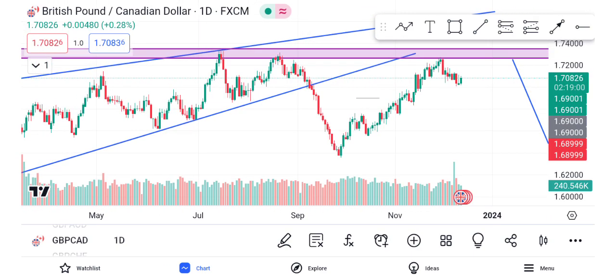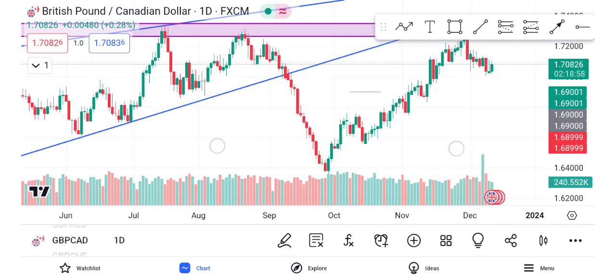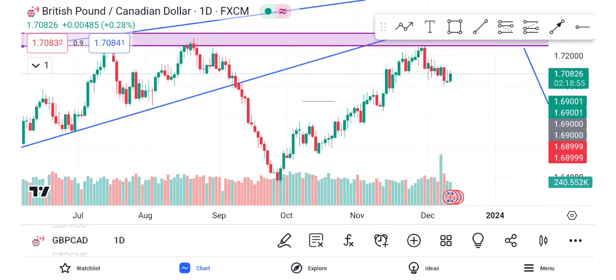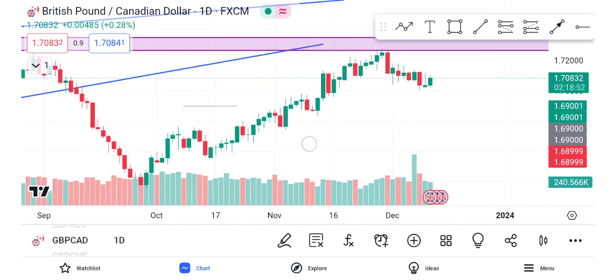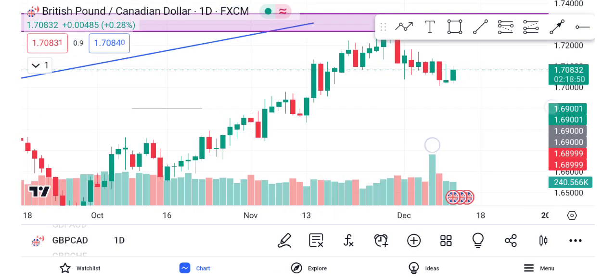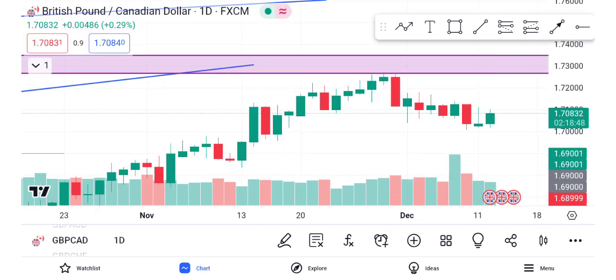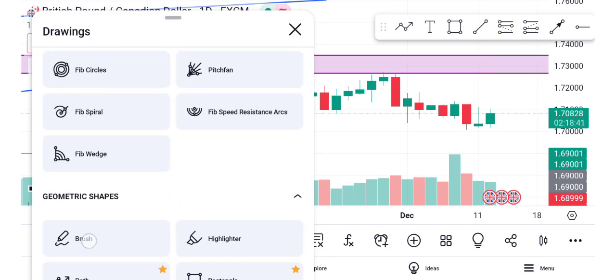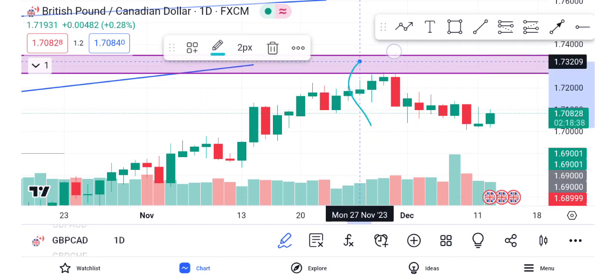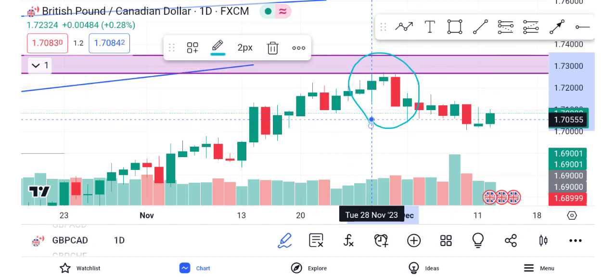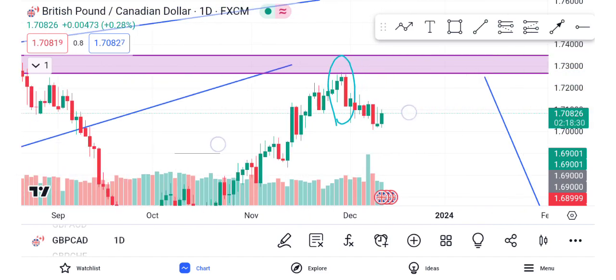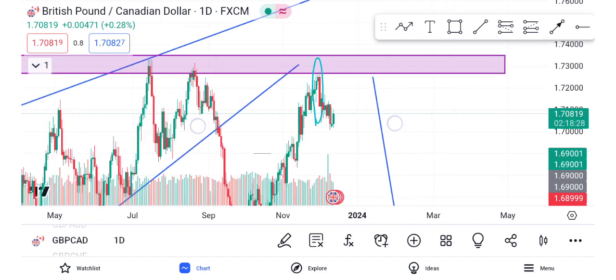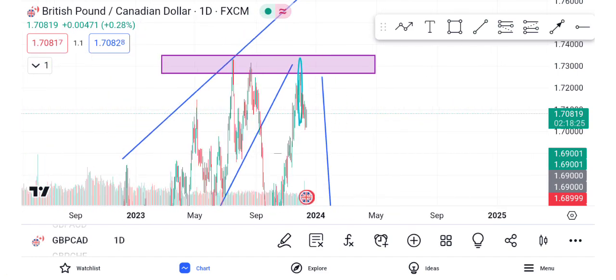So as you can see here, we have an evening star here. As you can see, we have an evening star here. We have an evening star there. So we all know that the price is rejecting back down.